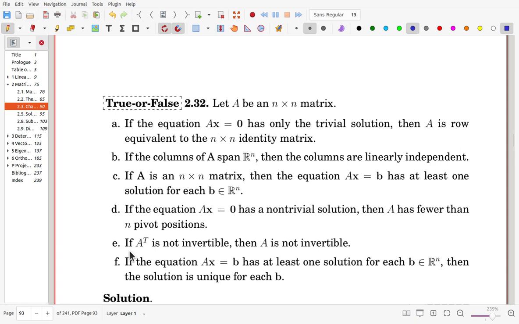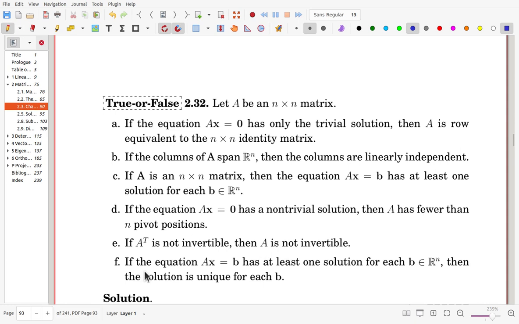If A transpose is not invertible, then A is not invertible. Yeah, it must be true, right? Once A is invertible, then A transpose is invertible. That means if A transpose is invertible, then A is invertible. So if one of them is not invertible, then the other must be not invertible. Okay, so it is true.